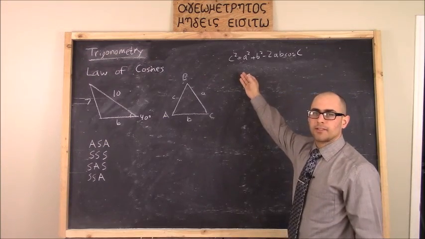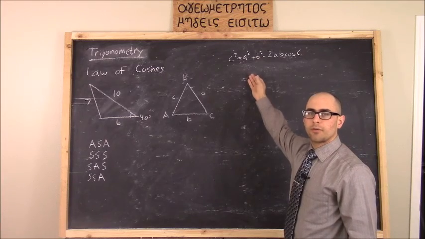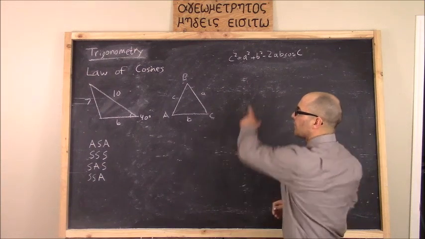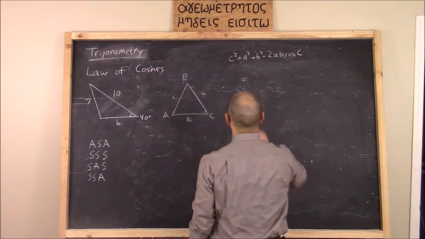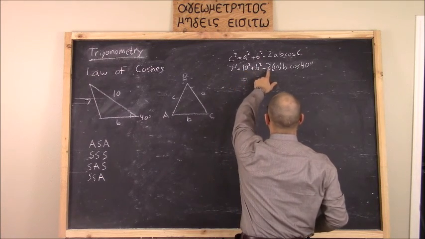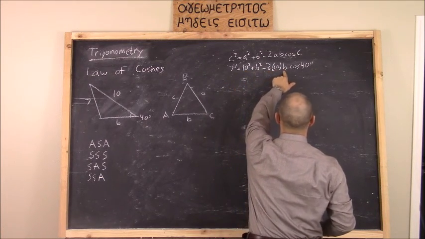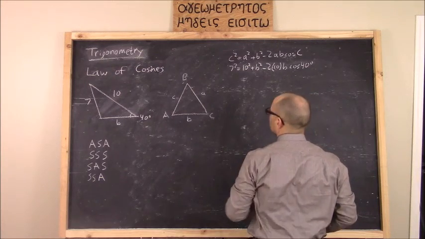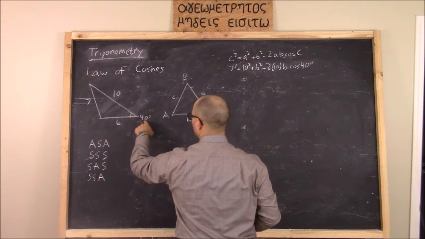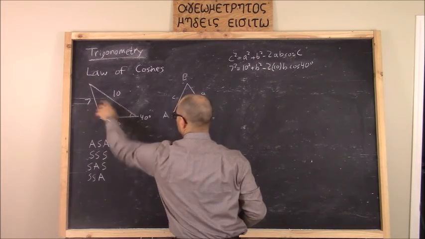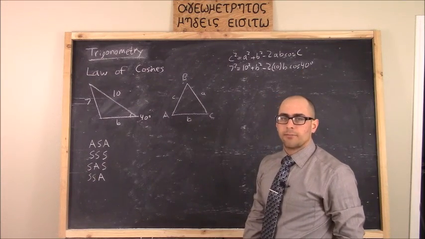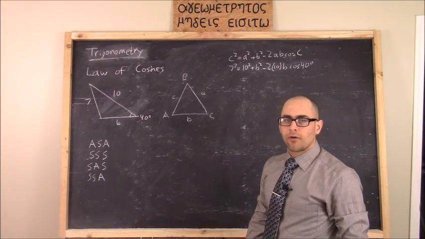The law of cosines states that c squared is equal to a squared plus b squared minus 2ab cosine c. So now, plugging in the numbers from my example here, I get 7 squared is equal to 10 squared plus b squared minus 2 times 10 times b cosine of 40 degrees. Notice that my unknown is b, and that 40 degrees is opposite 7. 7 here, 40 degrees here. That's a good check to make just to ensure you're on the right track.